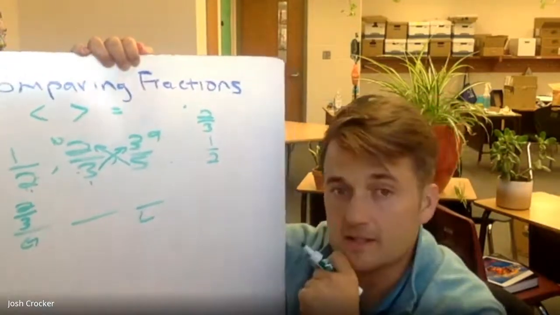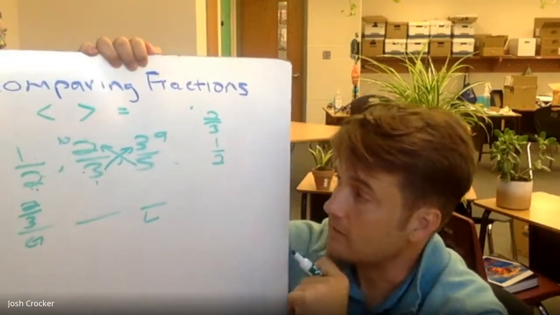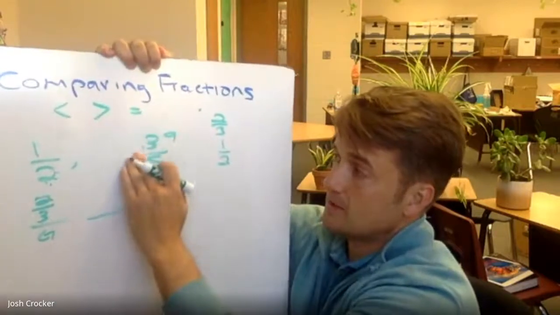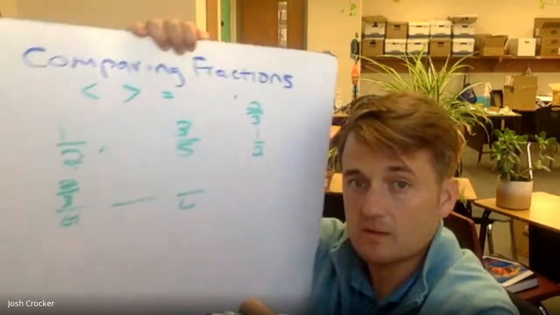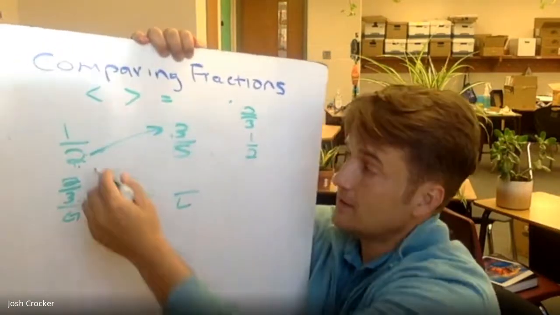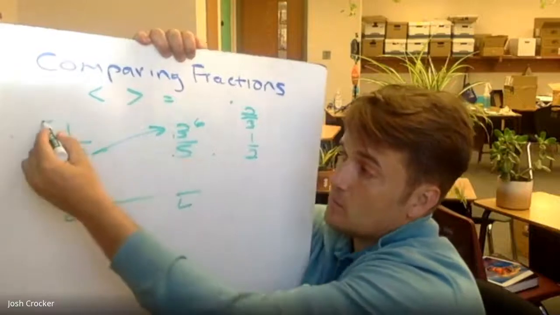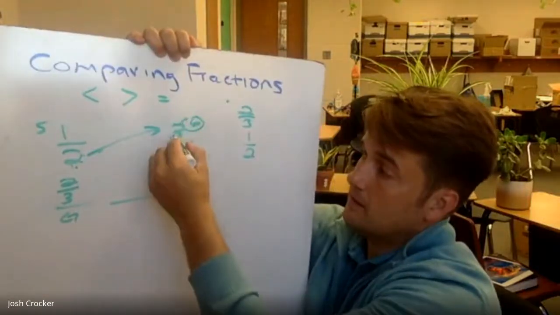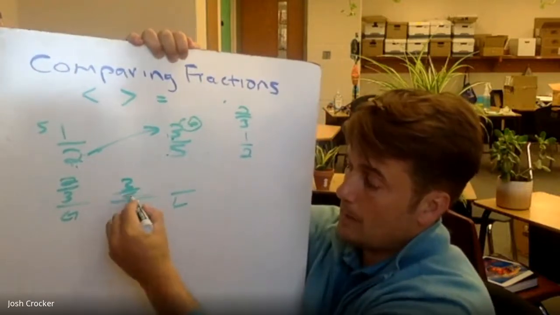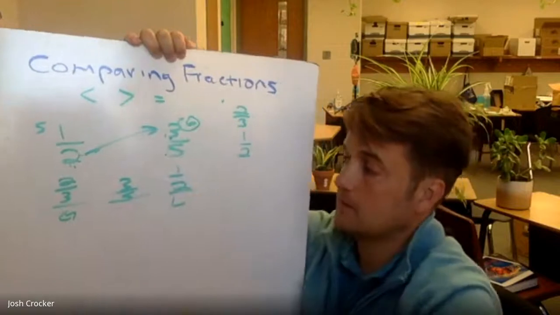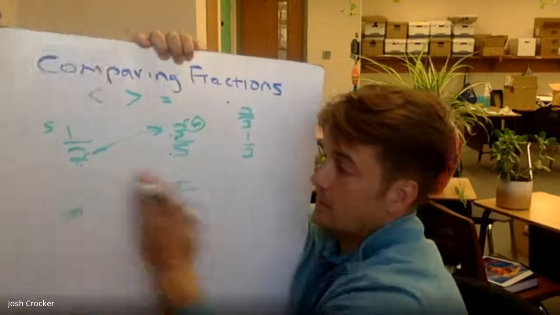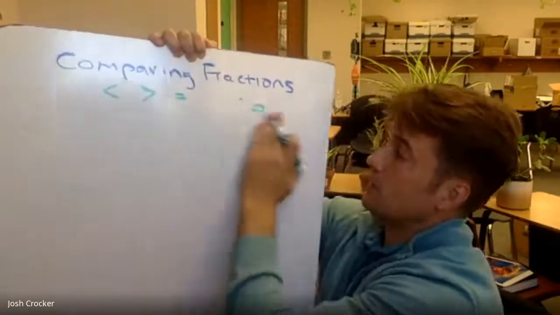Now I need to know which one's more, 1/2 or 3/5. I'm done with 2/3 because it was more than both of them, so it has to be the most. Long distance cross multiplication now. 2 times 3 is 6. 5 times 1 is 5. This one's more, so 3/5 is more than 1/2, just like that. Cross multiplication works every time for comparing.